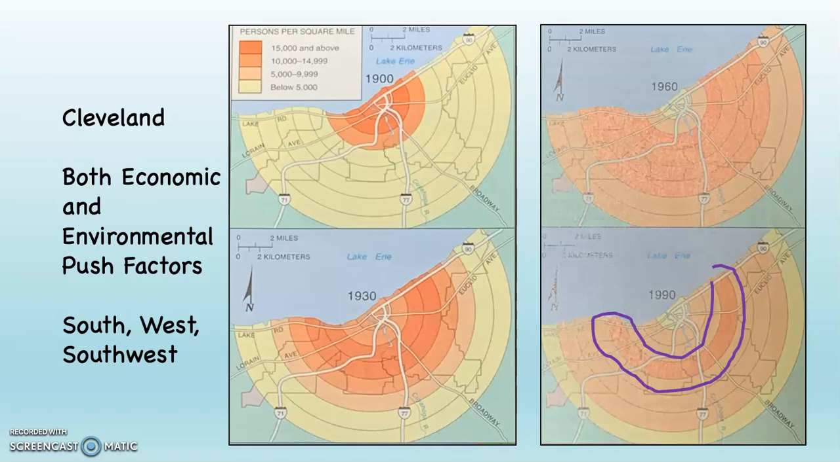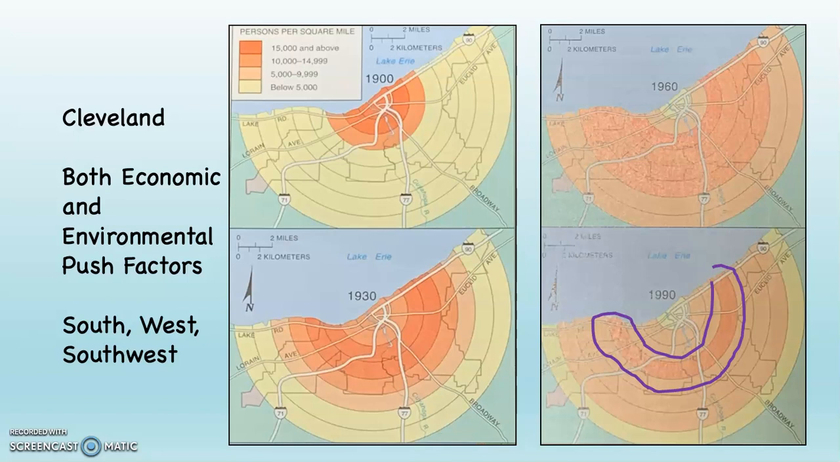And what happened, of course, was because of deindustrialization, the loss of the United States industrial base, places like Cleveland lost population. There were both economic and environmental push factors. Environmental because during the winter it gets very cold, and a lot of snow too, with lake effect snow coming off of Lake Erie. And that population moved out to the south, to the west, and to the southwest of the United States.